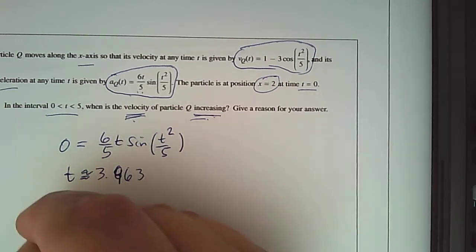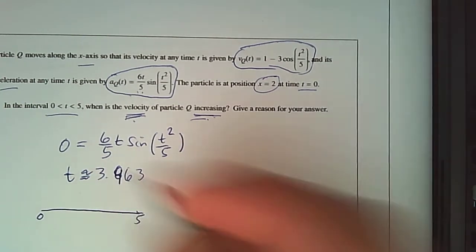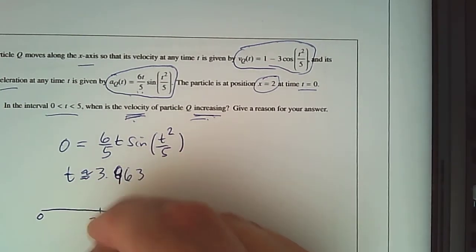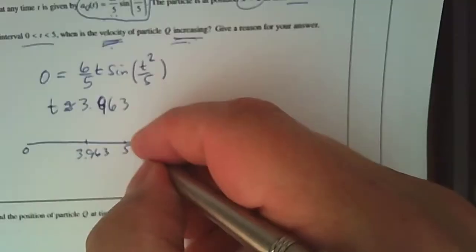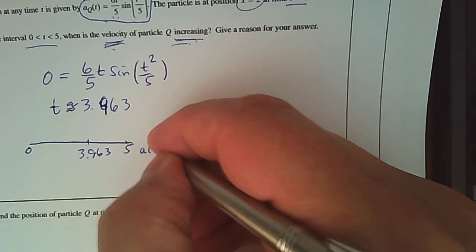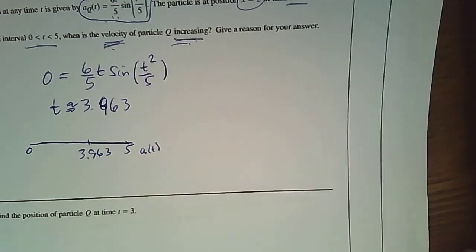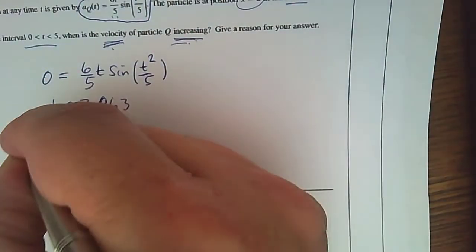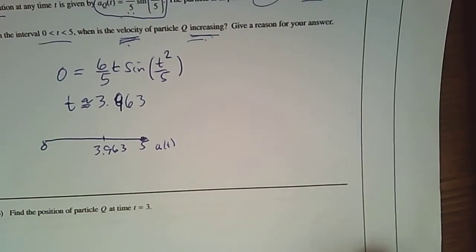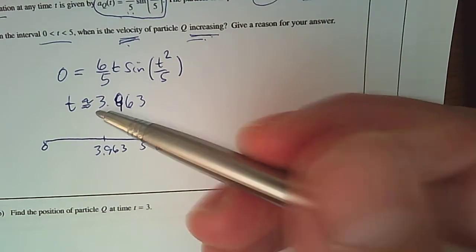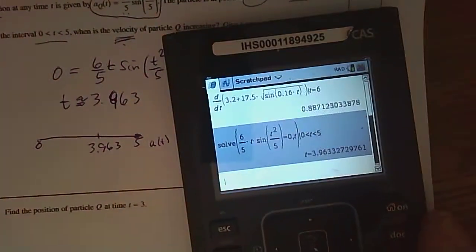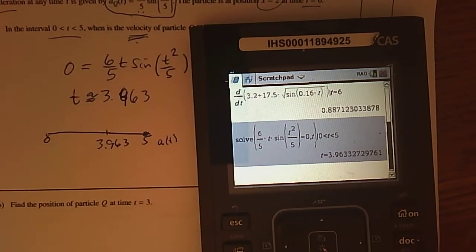So from 0 to 5, I want to know if the acceleration, I want to know where it's increasing. So if I plug in a number here or here, I want to know if it's positive or negative. I think also a graph can help you at this point too.